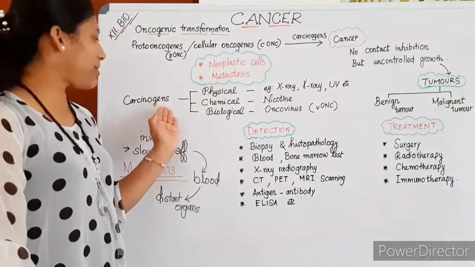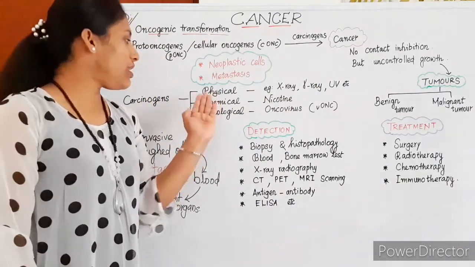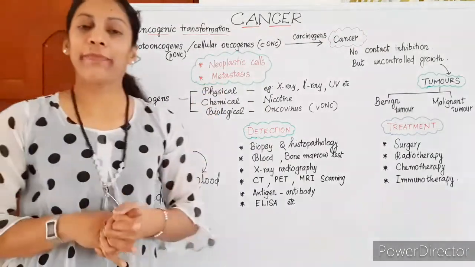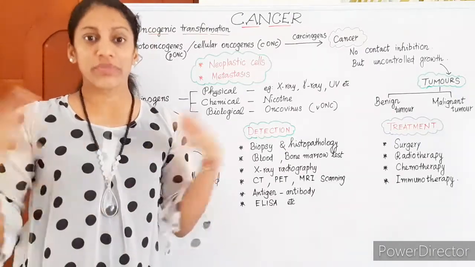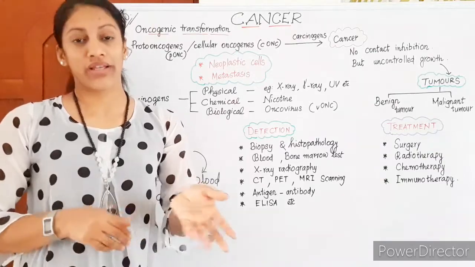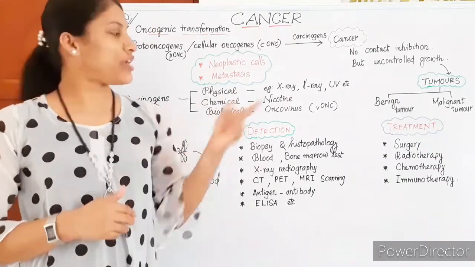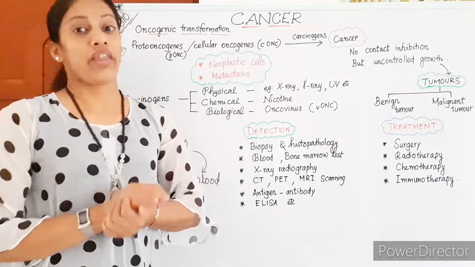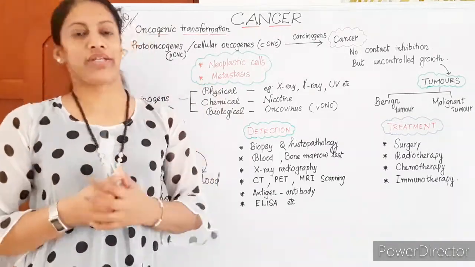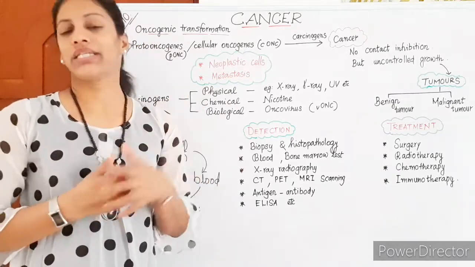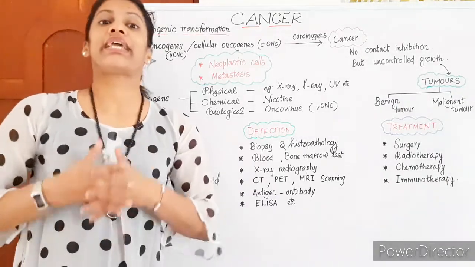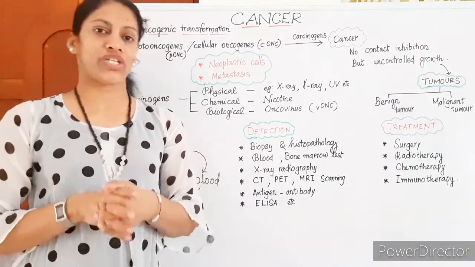These carcinogens can be physical, chemical or biological. Familiar examples are given here. Physical carcinogens mean radiation. The radiation can be non-ionizing like UV radiation, or ionizing radiations like alpha, X-ray, gamma ray. All people working in such fields are susceptible to this type of cancer. So physical carcinogens include radiations.